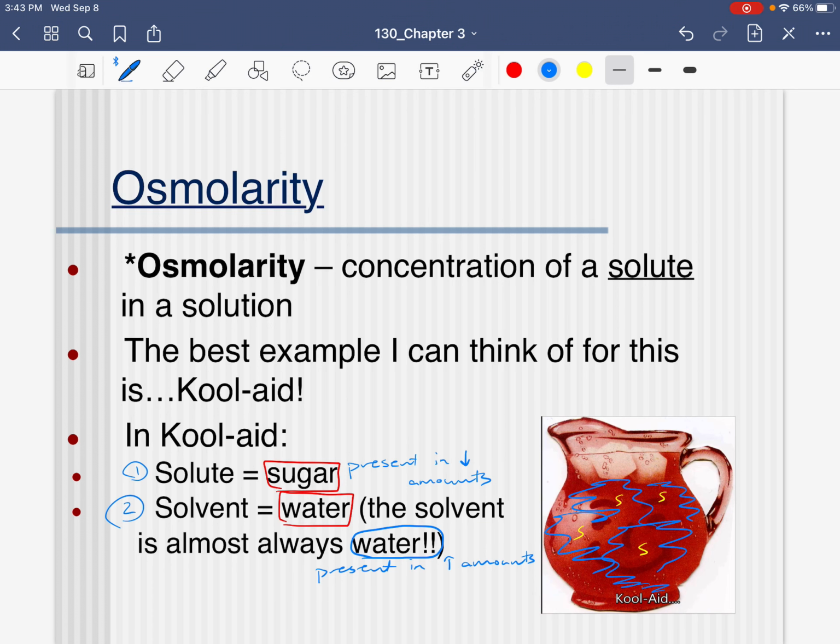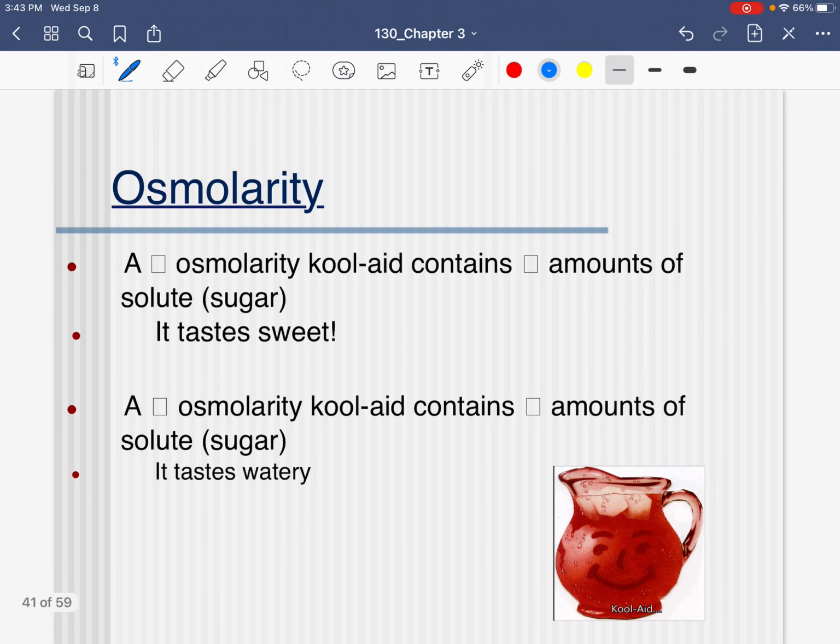So the osmolarity is the concentration of the solute. It's not the amount of the solute, because we have to talk about the amount of the solute relative to the solvent. So that's why we use the word concentration. And I'm going to give you an example in a minute. So now that we've defined the terms solute and solvent, we can more easily understand that osmolarity is the concentration of the solute.